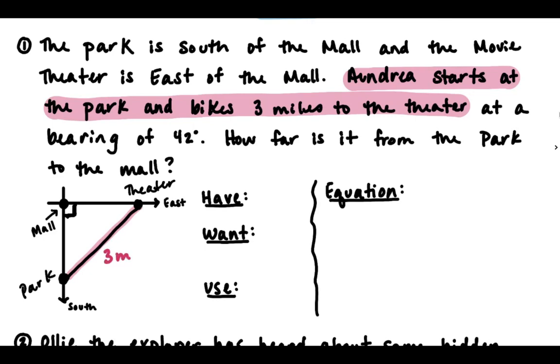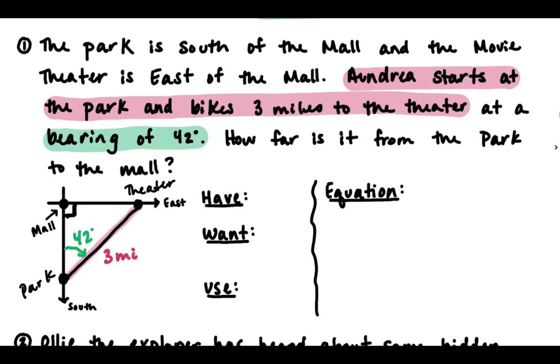Okay, 3 miles. Next thing, at a bearing of 42 degrees. Remember, the bearing is the angle measured clockwise from north. So if I start at north and go clockwise, that's my bearing right here. So that is 42.